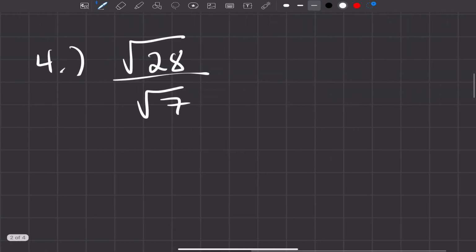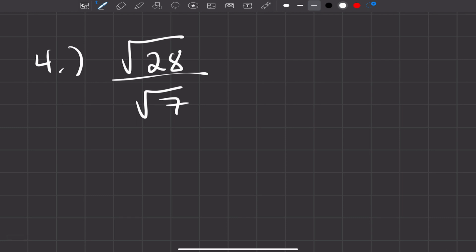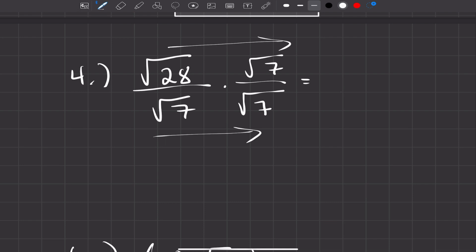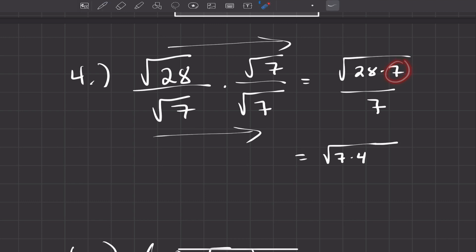Number 4, I got the square root of 28 divided by the square root of 7. I'm going to multiply the top and bottom by the square root of 7, and then multiply across. Square root of 7 times the square root of 7 is just 7, and then the square root of 28 times the square root of 7 is just the square root of 28 times 7. I'm just rewriting it. Okay, so I'm going to break apart the 28 here. So I have the square root of 7 times 4, and then the 7 is just prime, so I'm going to leave that alone. So I have the square root of 7 times 4 times 7, all over 7.